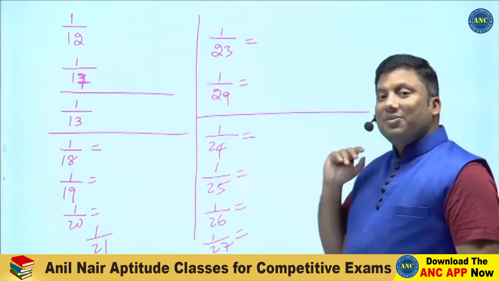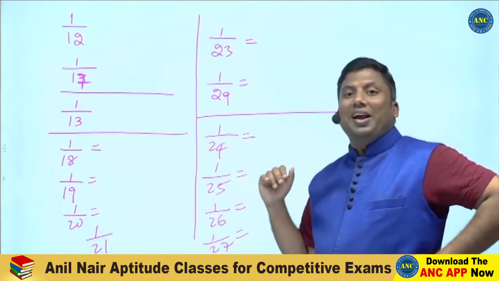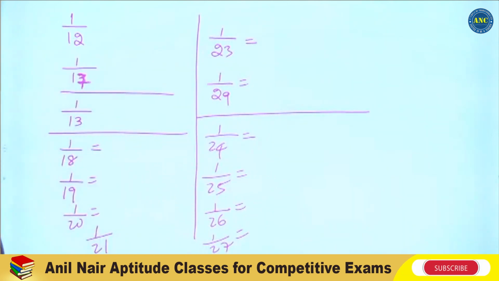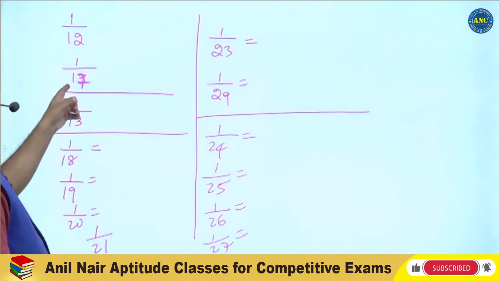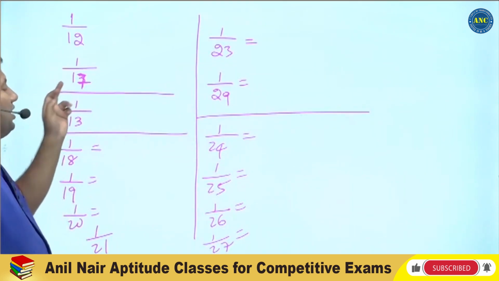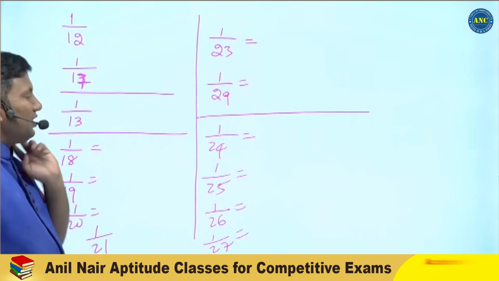Now there is a reason why I wrote it like this, why I have drawn lines. 1 by 12, 1 by 17. 12 has 2 recurring digits. 17 is 17 minus 1, 16.